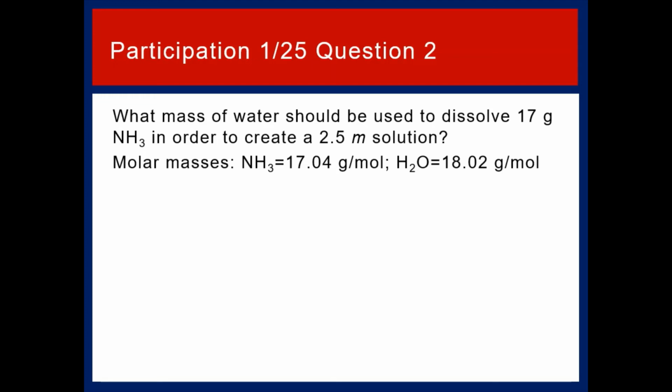Participation 125, Question 2. What mass of water should be used to dissolve 17 grams of NH3 in order to create a 2.5 molal solution? Useful information, potentially: molar masses of the things in this problem. NH3 is 17.04 grams per mole and water is 18.02. This is the second question on participation 125, due Tuesday, January 25th at 11:55 p.m. over on Blackboard. Links to the assignment are right below the links to these videos. Again, what mass of water should be used to dissolve 17 grams of NH3 in order to create a 2.5 molal solution? Then you have the molar masses.